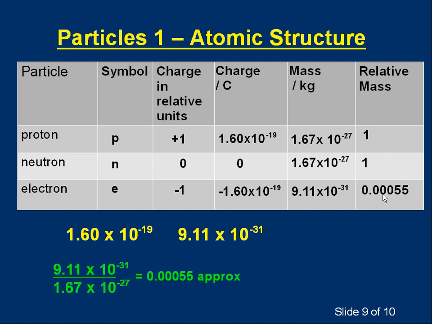And in many textbooks, this figure is given as a fraction. If you do the maths carefully, with slightly more accurate figures than I've used, the actual fraction is about 1 over 1836. Sometimes you'll see that rounded slightly to 1 over 1840, or rounded even more, 1 over 2000. I think that's the most useful thing to remember here. The mass of an electron is about 1/2000th of the mass of a neutron or proton.